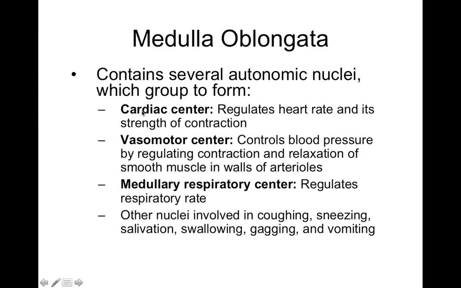Now, the cardiac center of your medulla oblongata regulates heart rate and strength of heart muscle contraction. The vasomotor center controls the diameter of your blood vessels, which regulates blood pressure. And then the medullary respiratory center regulates respiratory rate or rhythm. And you can see here why you need this to survive, right? If you damage your medulla oblongata, you can no longer control your blood pressure very well. You won't be able to breathe on your own very well, and nor can you control your heart rate very well either.